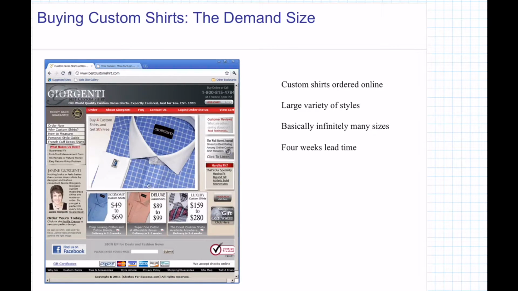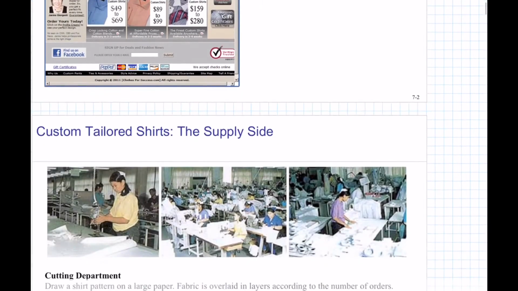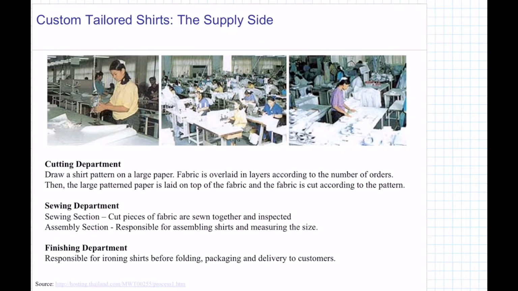Let's look at an example of buying a custom shirt. This can be ordered online. It has many styles and it comes in many sizes, and there is a lead time of 4 weeks. If you look at the processes involved, there's a cutting department, and when one style changes to another style, obviously there will be some setup time involved. There's a sewing department and there's a process involving finishing.